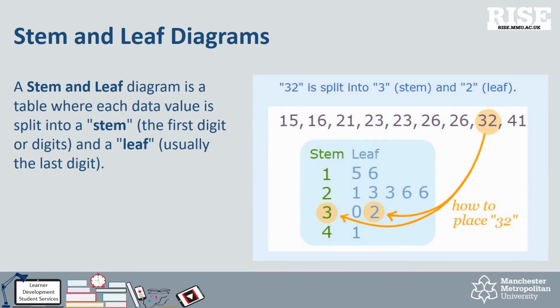Here's an example. We have the numbers 15, 16, 21, 23, and so on. We've separated them into a stem, which is essentially the tens column within the number. And then the leaves, which are left over. So 15 is separated into a stem of 1 and a leaf of 5. 32 is separated into a stem of 3 and a leaf of 2, and so on.